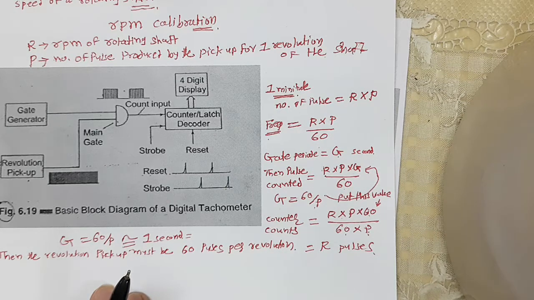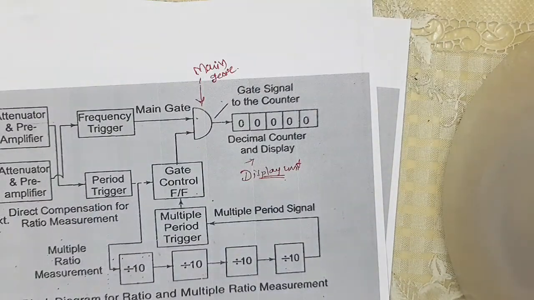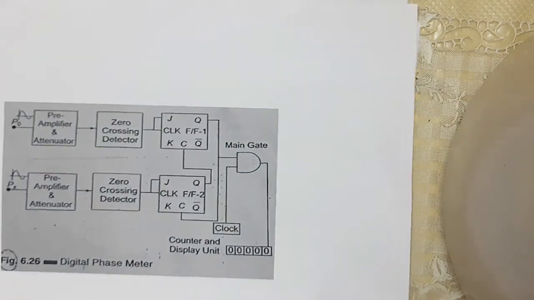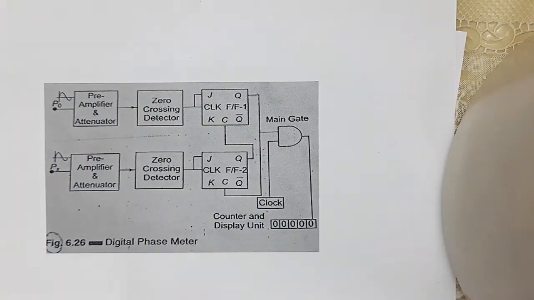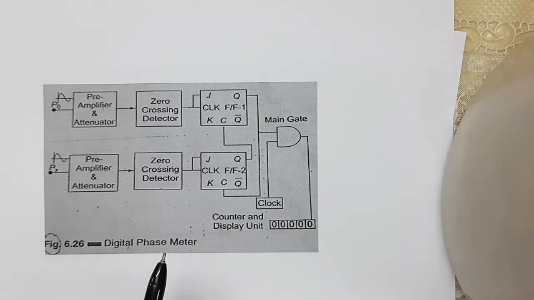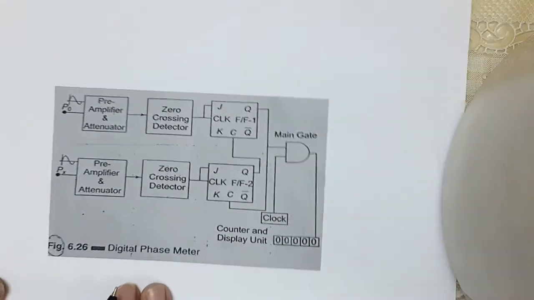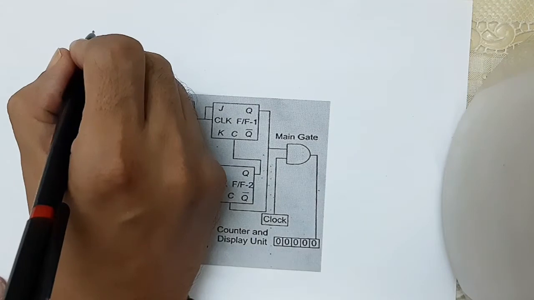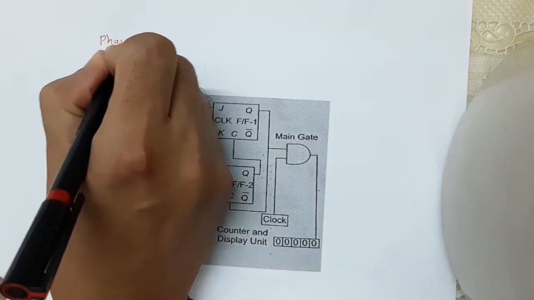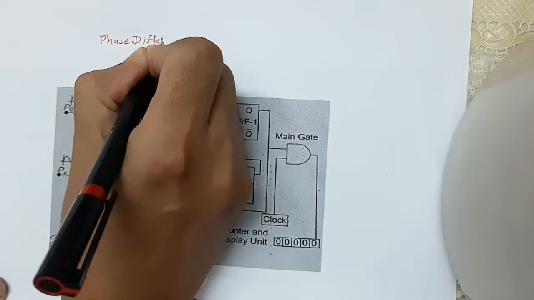The last topic is the digital phase meter. So this is our digital phase meter. The simplest technique to measure the phase difference between two signals employs two flip-flops. This circuit diagram is for the measurement of phase difference.